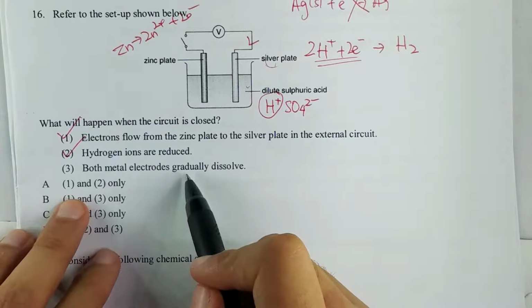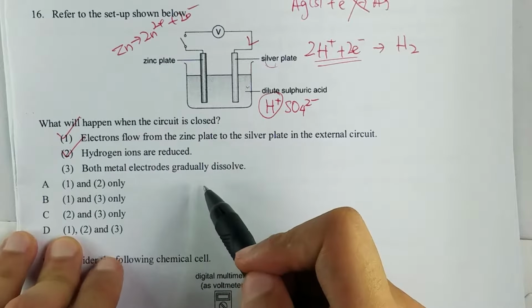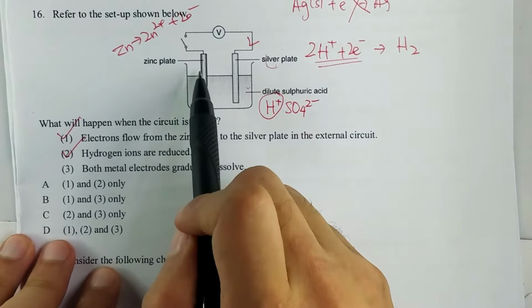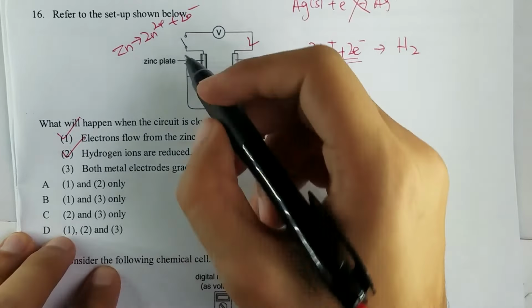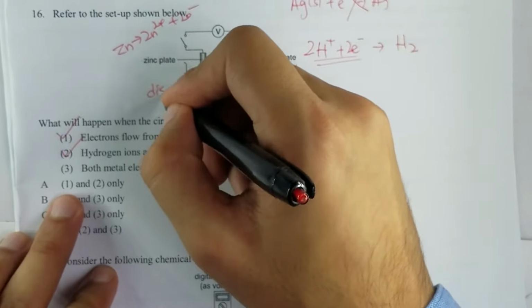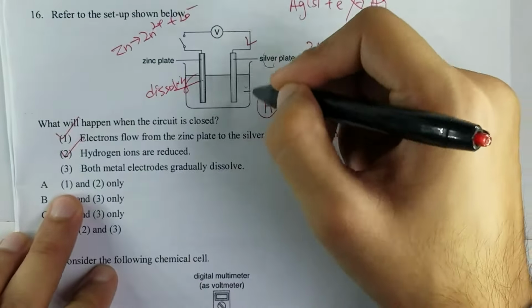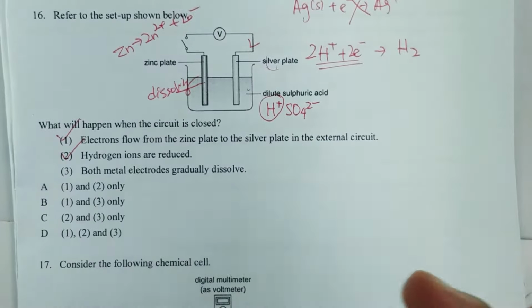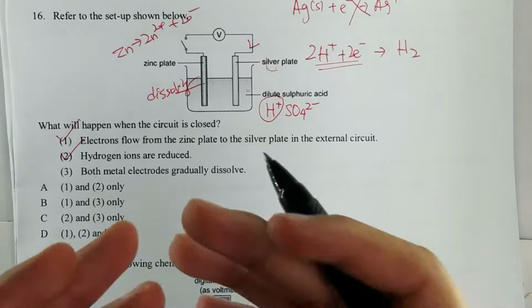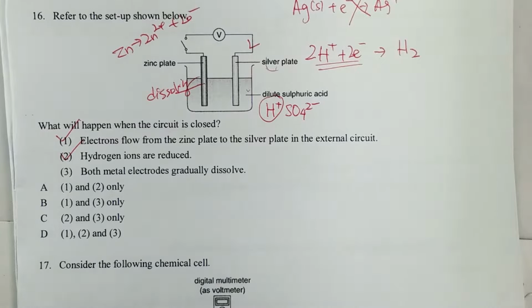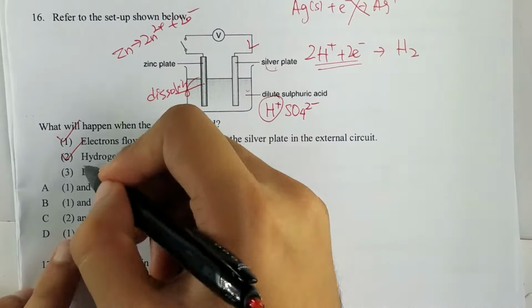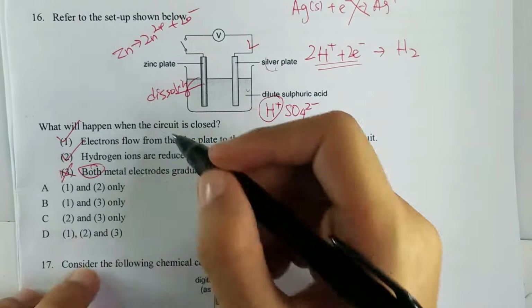Both metal electrodes gradually dissolve. Now, zinc is losing electrons, so only zinc will be dissolving. What about silver? Silver is not changed at all because it is not losing electrons, so it cannot be both. So only zinc. The answer will be only A.